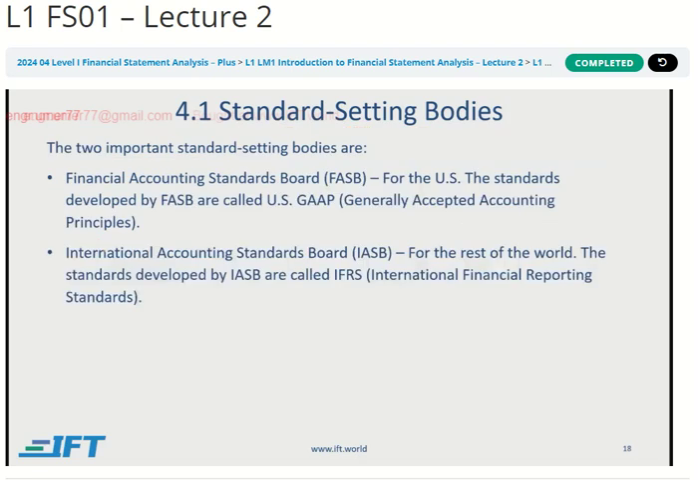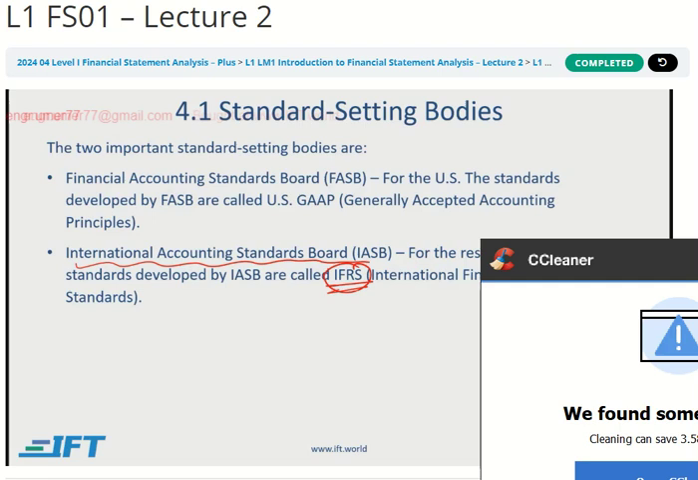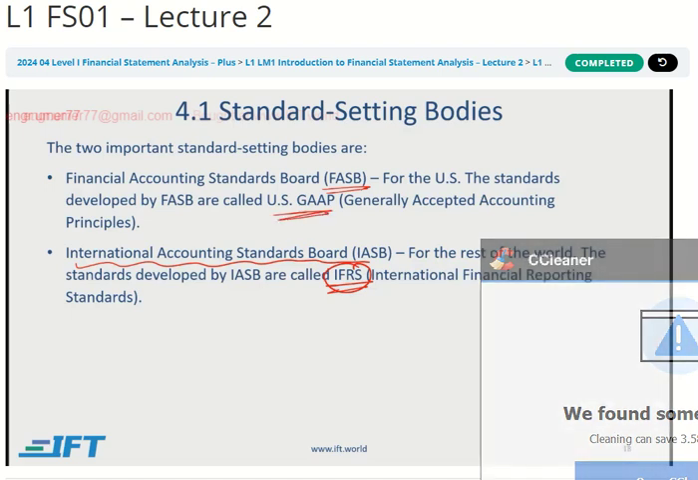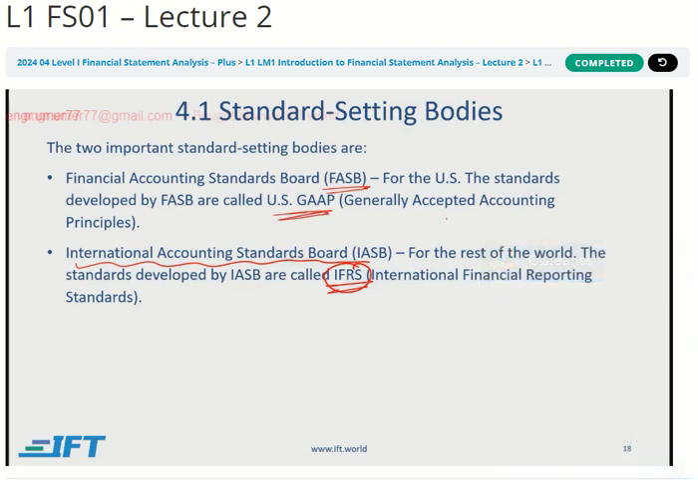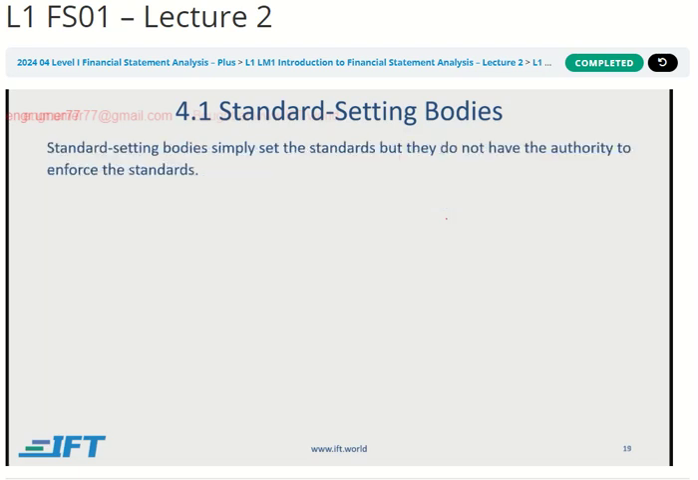The most popular ones for international, you have International Accounting Standards Board. They have, of course, developed the International Financial Reporting Standards, very, very popular globally. And within the United States, you have the Financial Accounting Standards Board, which has developed the US GAAP, the generally accepted accounting principles. Now, as discussed already, they do not have the authority to enforce the standards. They simply develop or set the standards.